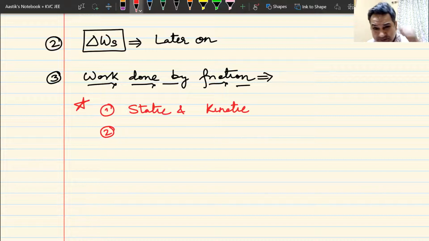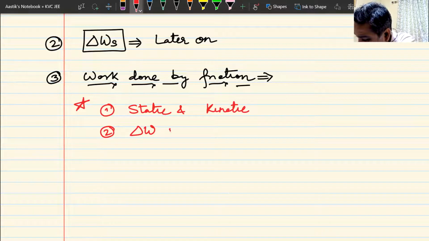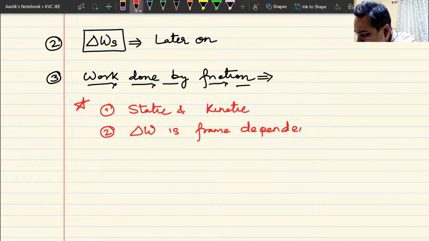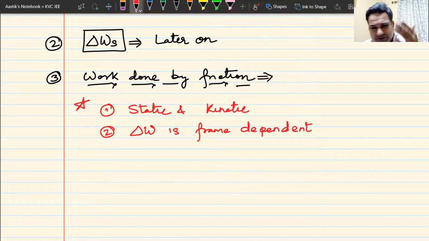Number two, you must remember work done is frame dependent. Do you remember this frame dependent? We discussed it in the last class. Work done is force dot displacement. Displacement depends on the reference frame. Force does not depend on reference frame. If there is a force, you will see the same force in all frames. It will not change. But displacement can be different in different frames. So in friction, there might be a confusion. Work done depends on the reference frame.